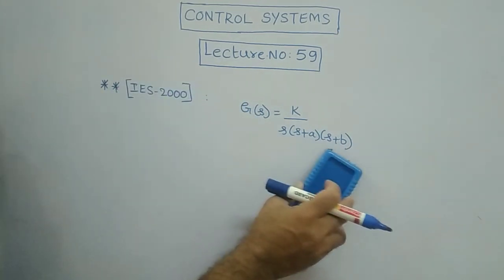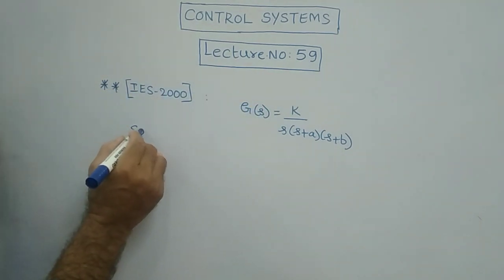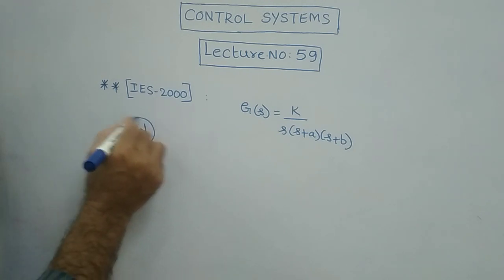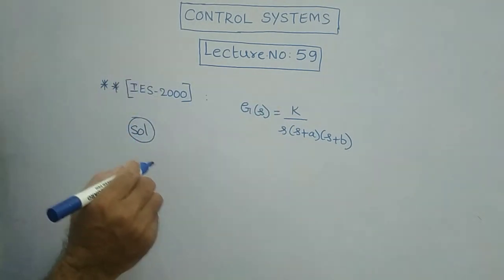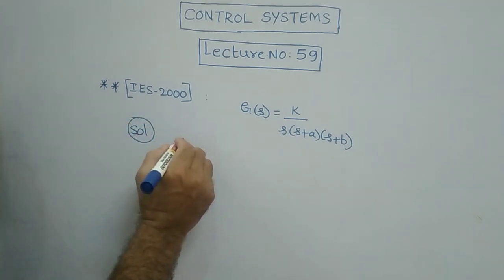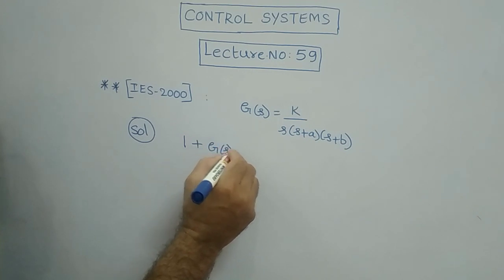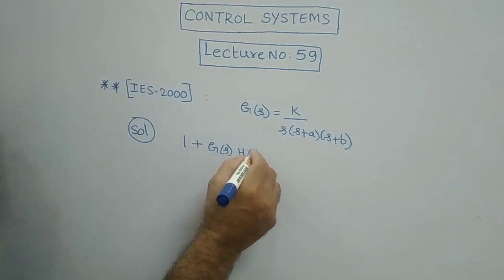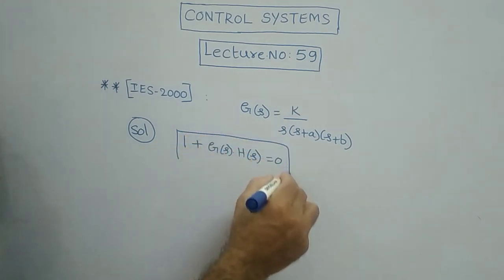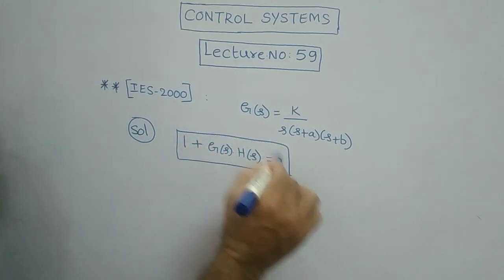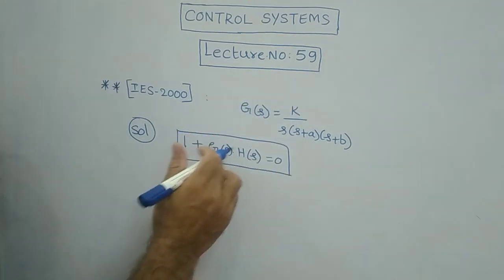This is the given G of S. Then I will explain the solution part very quickly. It is very easy actually. If G of S is given, directly remember that you need to find its characteristic equation, that is 1 plus G of S into H of S equal to 0. This is the characteristic equation, a very important step that you need to remember. Substitute the G of S value here.